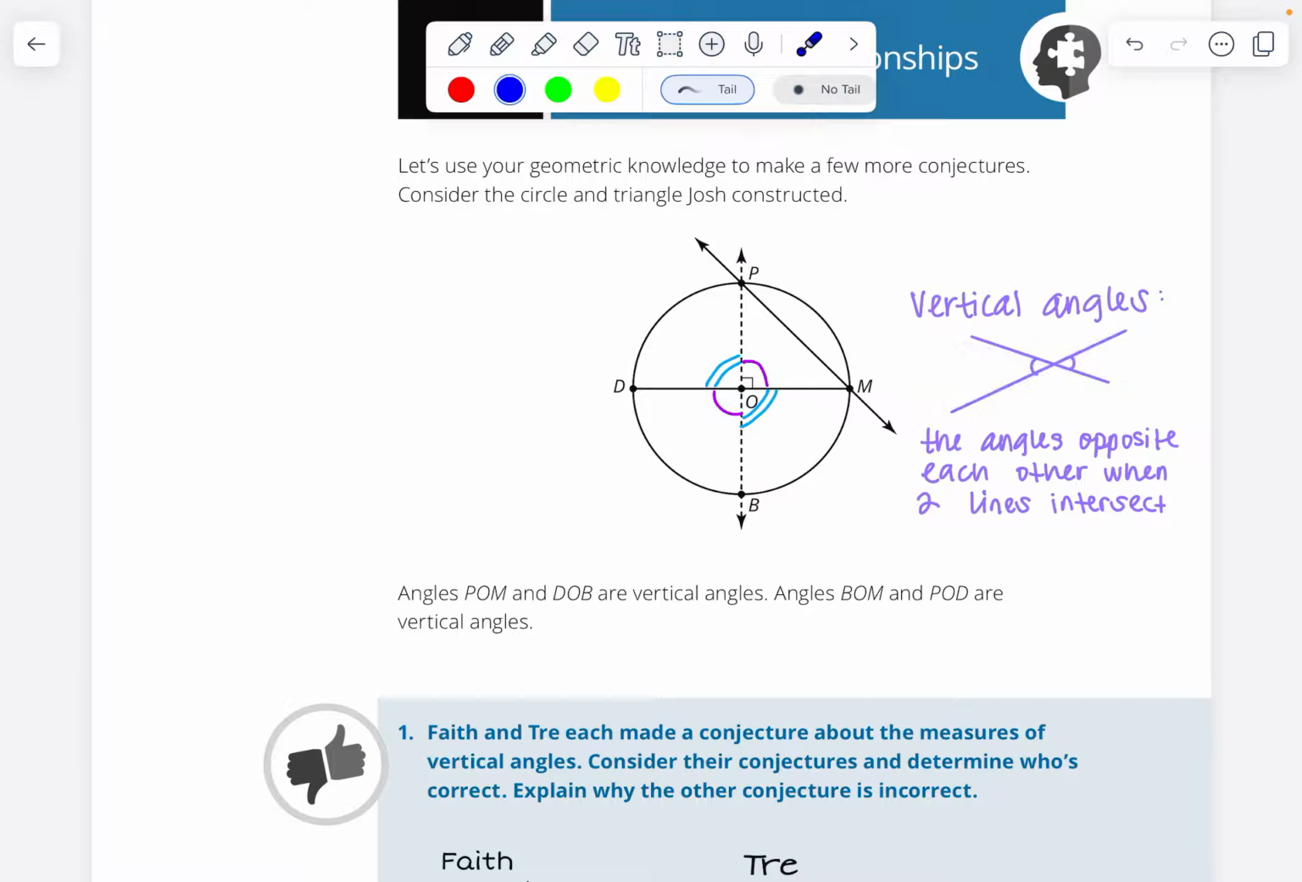Angle POM and DOB, so that's POM, that's DOB, are vertical angles, and BOM and POD are vertical angles.